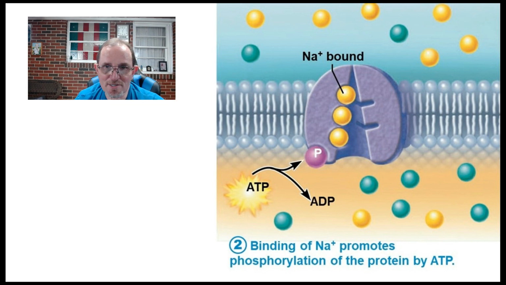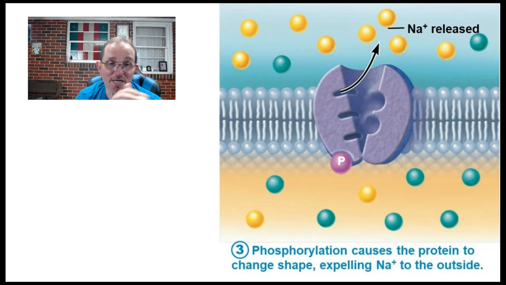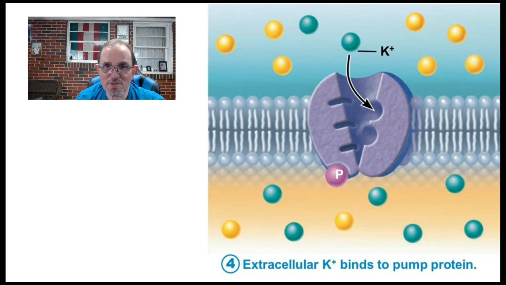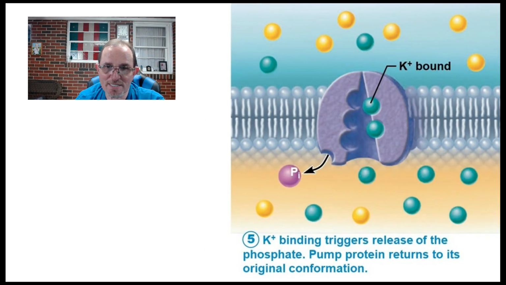And so after the phosphate binds to that, this guy changes from open on the inside to opening on the outside, releases the sodium, and then binds our potassium and changes shape again back to facing the inside. And at the same time, it's going to drop off that phosphate, and then it's ready to do it again. That's the short way of thinking of that.